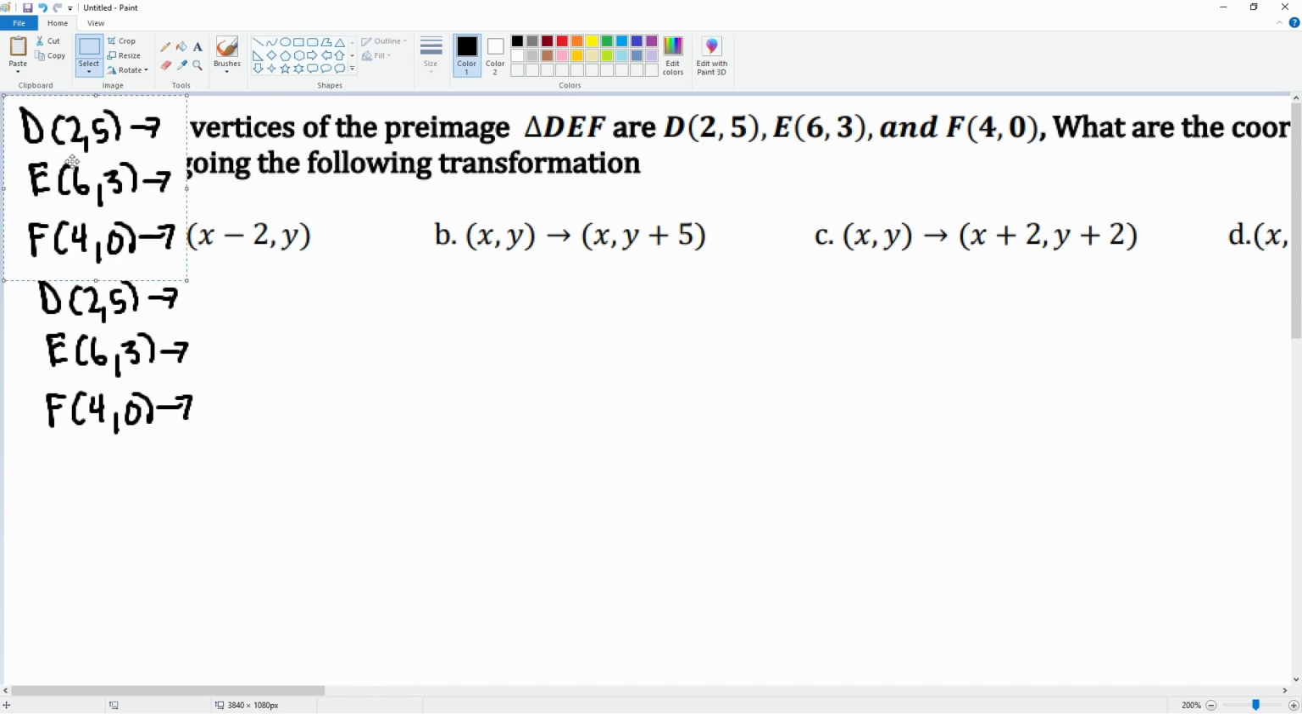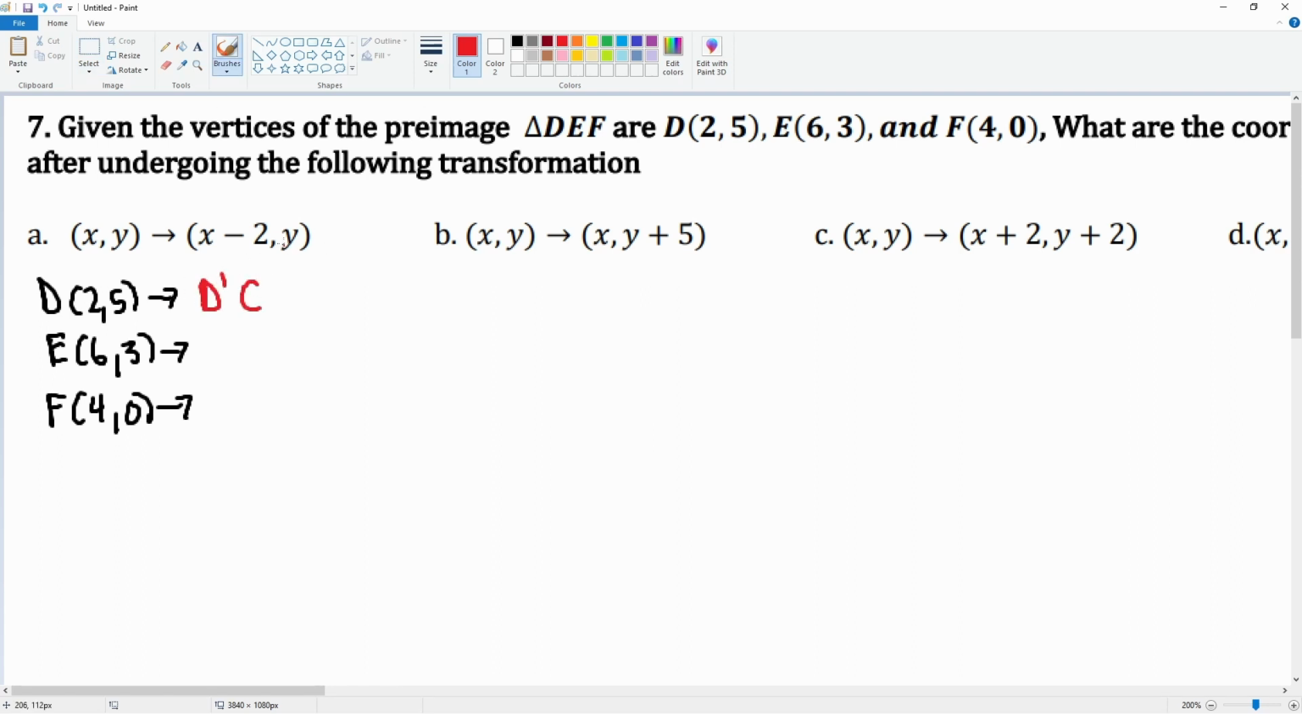Okay, so these are the new points, the prime points. For D prime, nothing happens to the y; everything's happening to the x. So we have 2 minus 2, which becomes 0, so it's (0, 5). Then E prime is going to be 6 minus 2, and nothing happens to the 3. 6 minus 2 becomes 4, so it's (4, 3). F prime is 4 minus 2, which is 2, and nothing happens to the y of 0. So those are your new points.